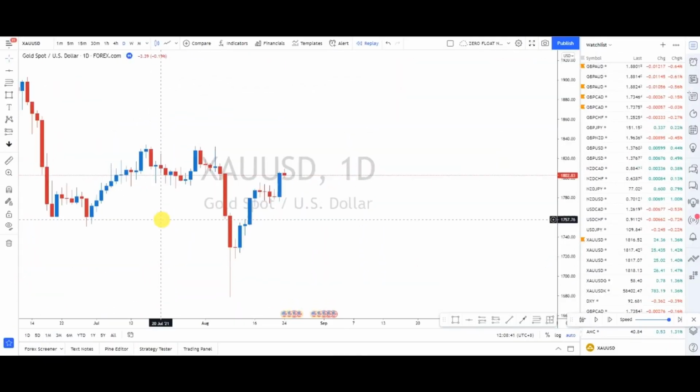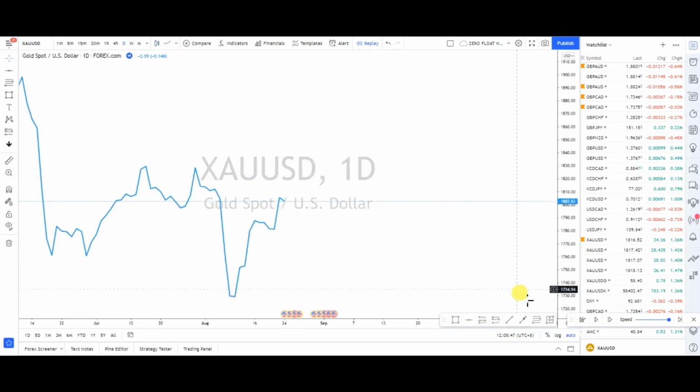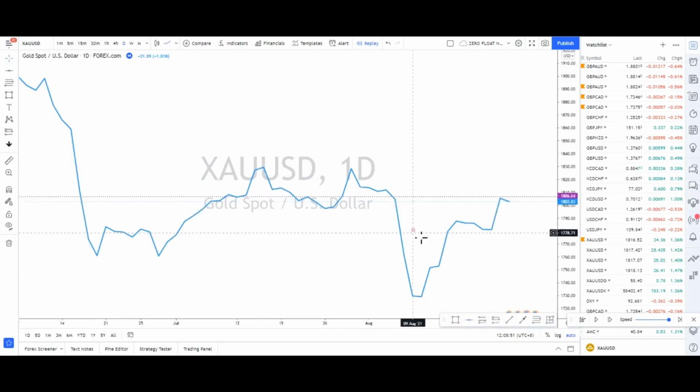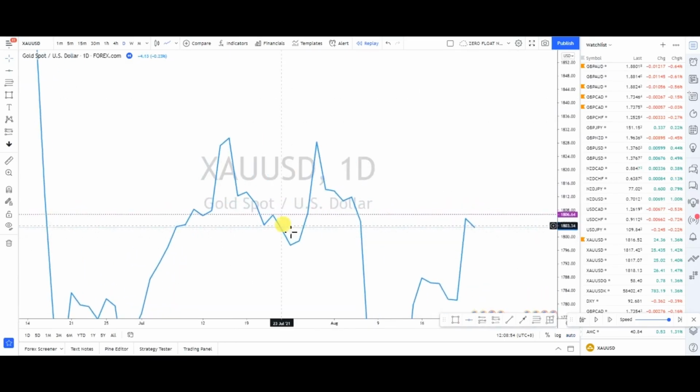Okay, guys, I'm going to show you another example again in gold. This time is the QM on the daily time frame. So here we can see there's a QM pattern. I'm going to mark, this is the left shoulder. Okay, this is the left shoulder.